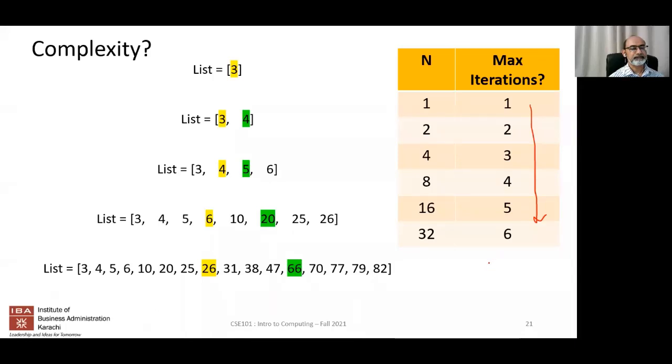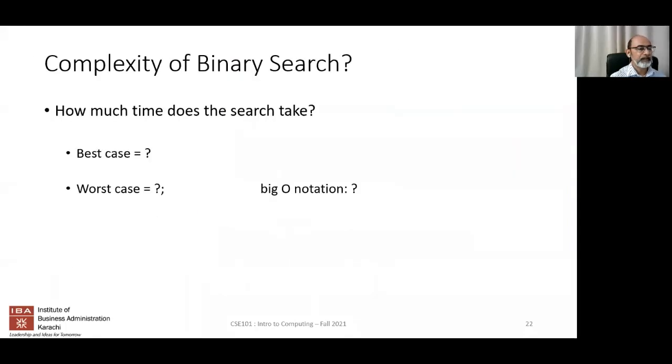Because n is greatly increasing, like it's doubling, but the max time to iterate through it is almost constant, or constantly increasing by 1. Yeah. So your intuition tells you that it's actually log n, which is the correct answer. So let's take a look at this.